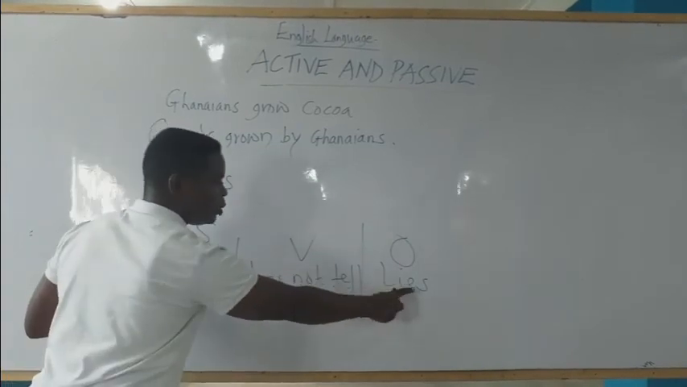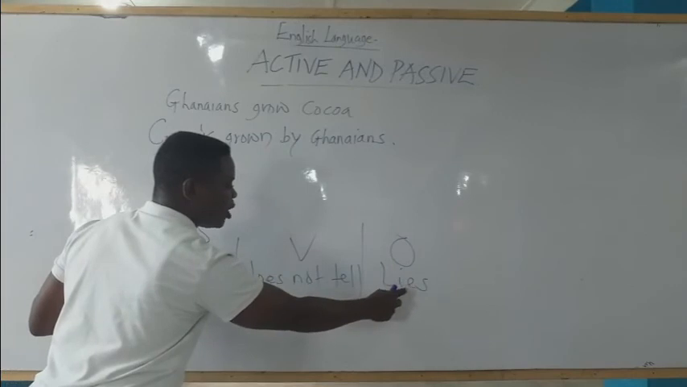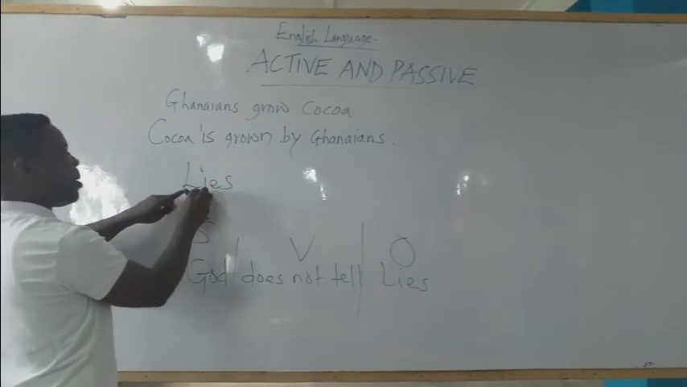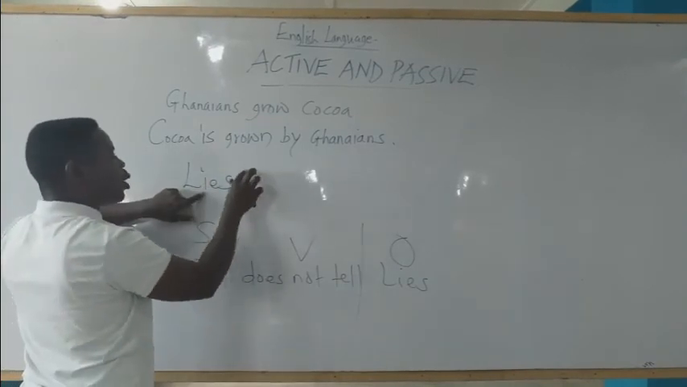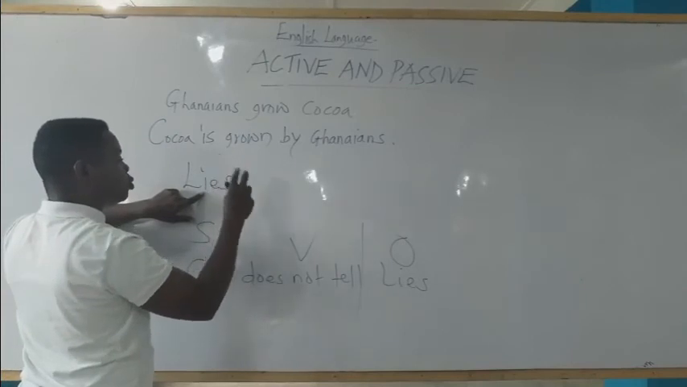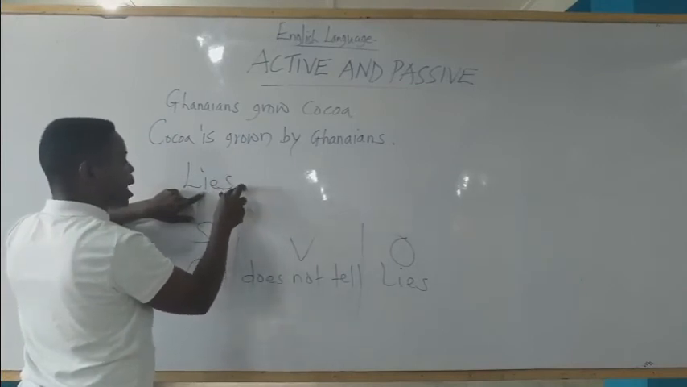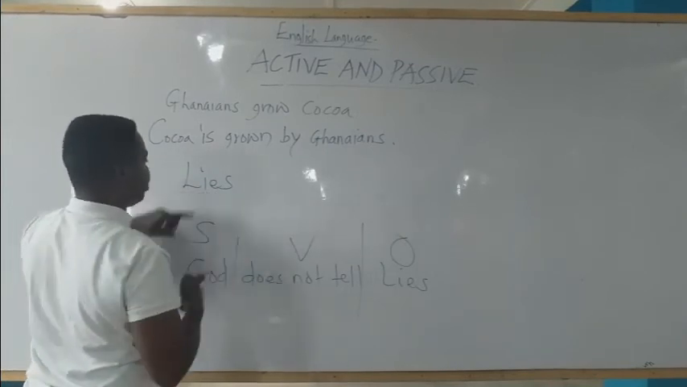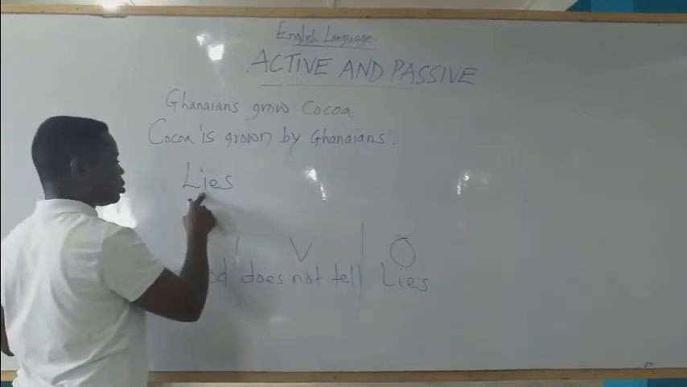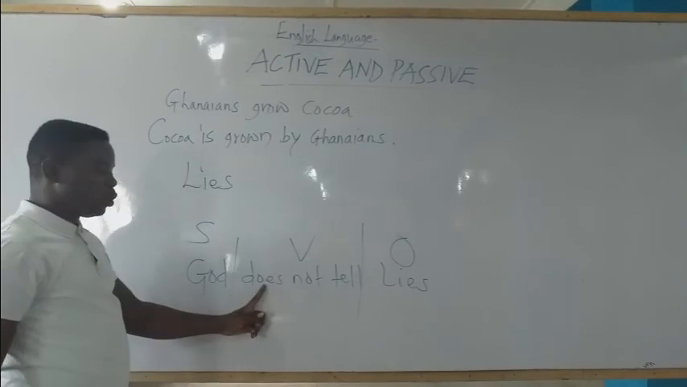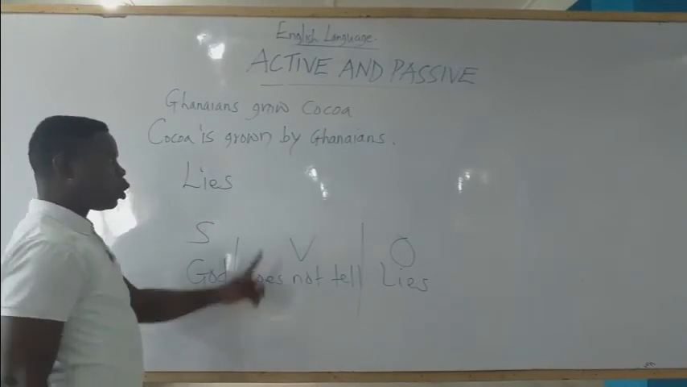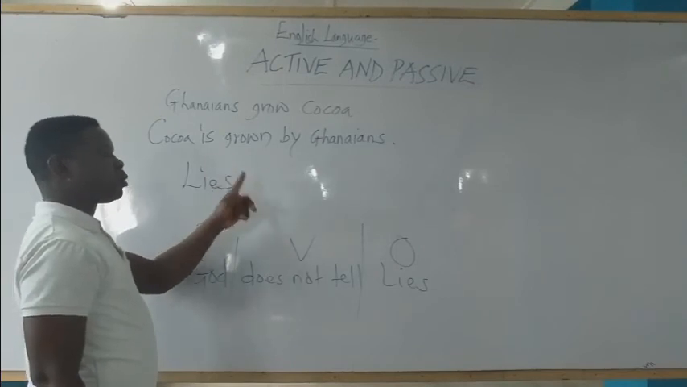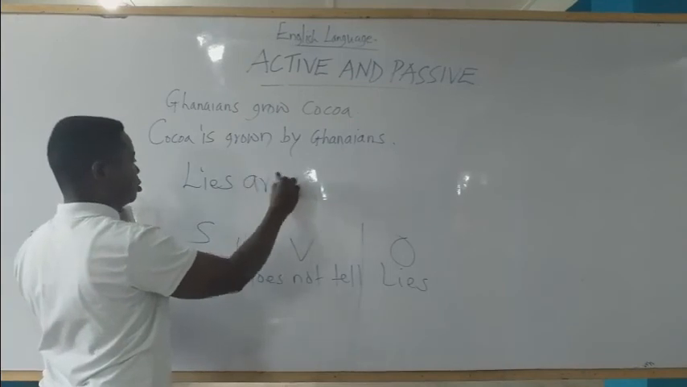Now let's check. Look at this. Lies. Singular or plural? It's plural. So we are transferring a plural noun to the subject position. By implication, the auxiliary verb we are going to put here, which is step 2, must equally be plural. And then that verb must conform with this tense here. So we have lies, plural. Then we have "does". Does is a present tense. So I need a present tense verb here too, that is plural. A present tense verb that is plural is "are".